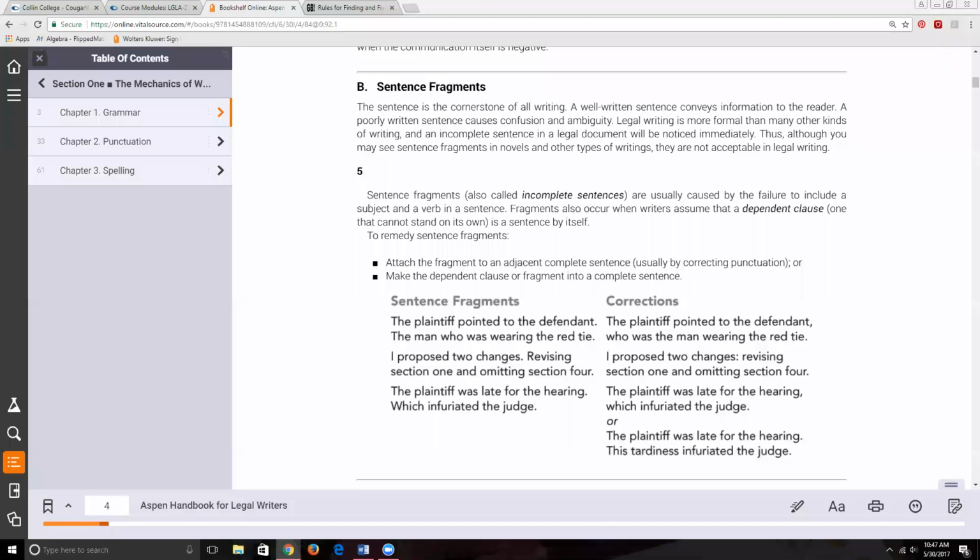Welcome to this presentation. In this presentation, we're going to cover some examples of how to resolve sentence fragment problems. There's another lecture that I encourage you to watch first, which covers how to identify and does talk to some extent about how to correct sentence fragments.